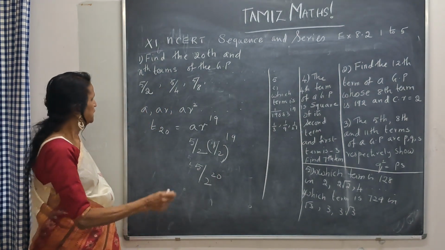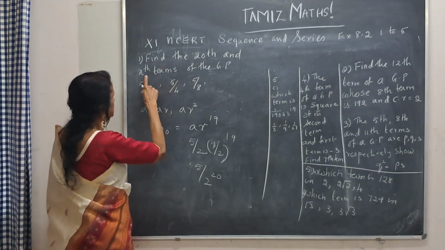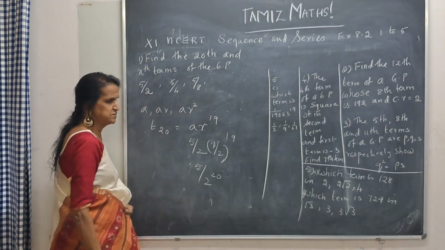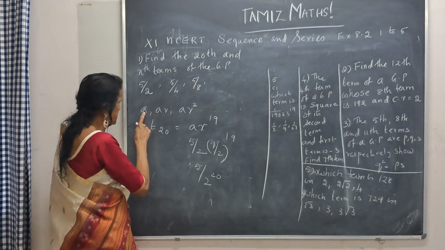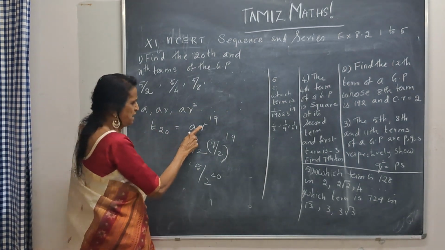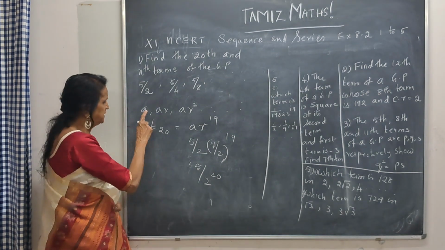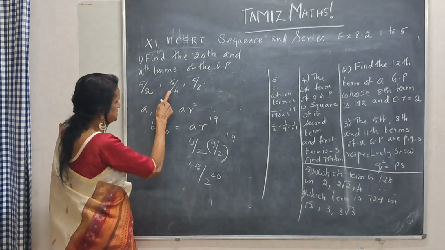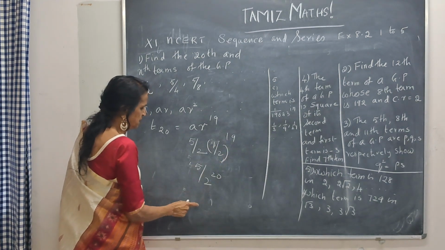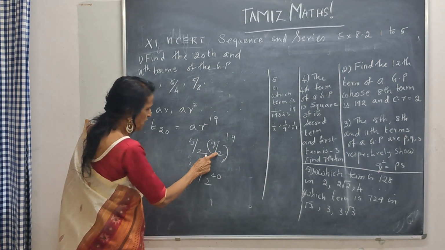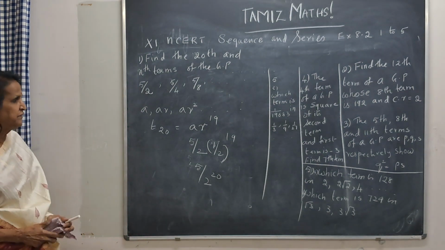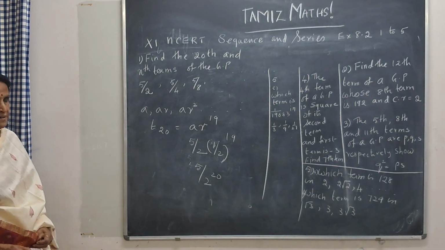I repeat. Find the 20th and the nth term of the GP 5 by 2, 5 by 4, 5 by 8 and so on. If I have a GP a, ar, ar square and so on, T20 will be ar power 19. Here a is 5 by 2 and r is half. So it is ar power n minus 1, 5 by 2 into half power 19. That is 5 by 2 power 20. That will be your 20th term.